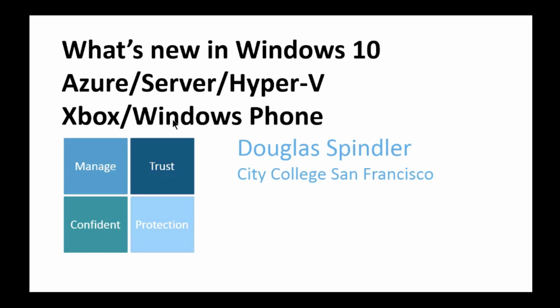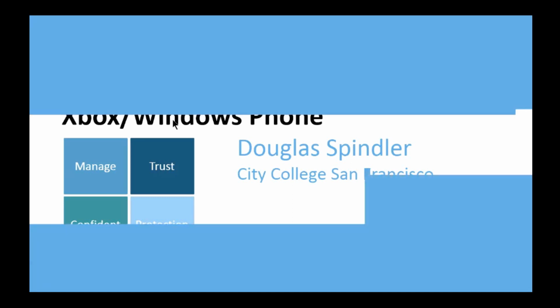Okay, so again, let's kind of start, although we've started. So this session is all about what's new. And when we take a look at what's happening with Microsoft, you need to factor in Azure. You need to factor in Server, which is now called Server Next. We've got Hyper-V, which is part of Server, but Hyper-V can be standalone. There's Xbox, Windows Phone, and who knows what else Microsoft is coming up with.